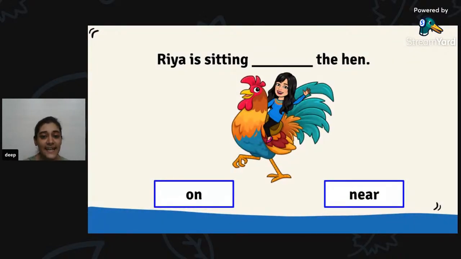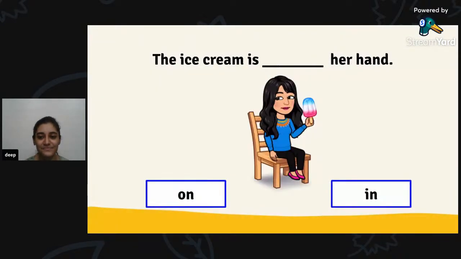Priya is sitting dash the hen. Options on, near. So you can type your answers in the chat box. I'll give you 3 seconds. 1, 2, 3. Yes, correct. The correct answer is Ria is sitting on the hen. Let's move to the next sentence.